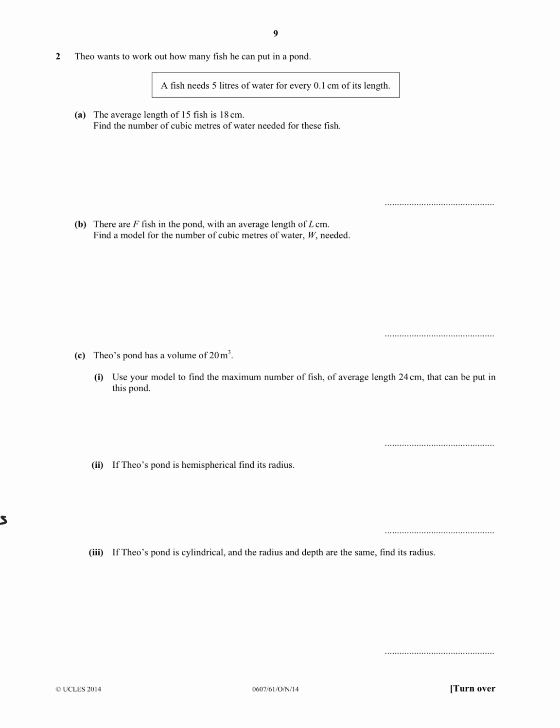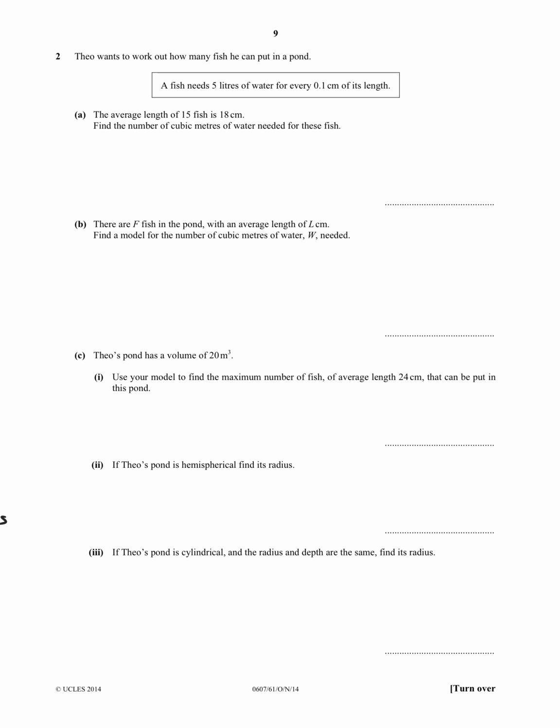Theo wants to work out how many fish he can put into a pond. A fish needs 5 litres of water for every 0.1 centimetres of its length. The average length of 15 fish is 18. Find the number of cubic metres of water needed for these fish. Okay, there's a few challenges, a few layers to this question.